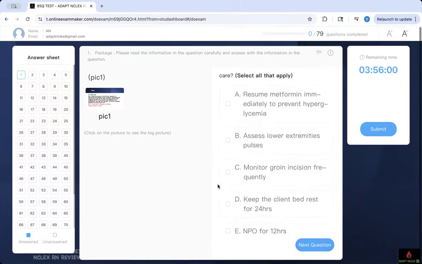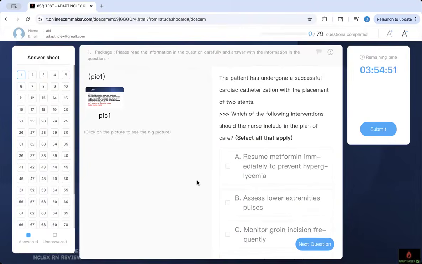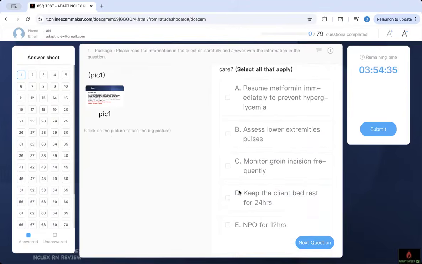Now, what is the problem? The next thing is the patient undergoes successful cardiac catheterization with placement of a stent. That's the key, stent, right? Which of the following interventions should the nurse include in the plan of care? This is the question. Resume metformin immediately to prevent hyperglycemia. Think about it. Monitor groin incision frequently. Keep the client on bed rest for 24 hours. NPO for 12 hours. What do you think about it? Put down your answer in the comments. Pause the video.